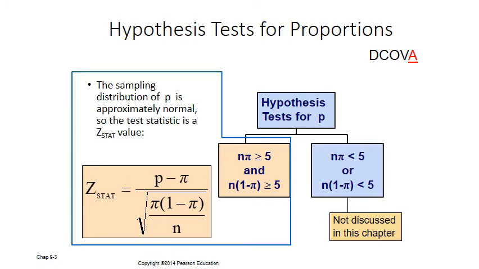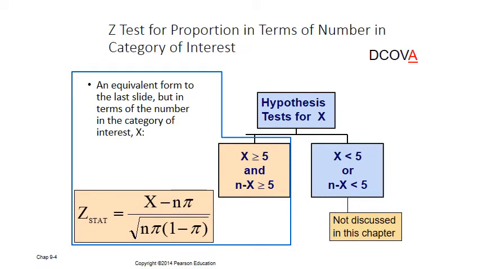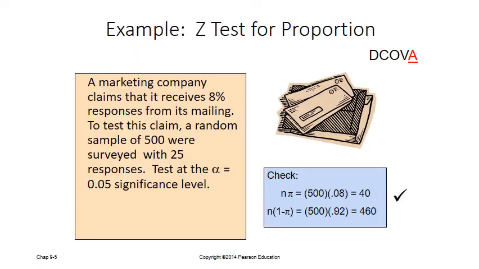And here the z statistic formula takes this form: p is sample proportion, pi is population proportion, divided by sigma p. Sigma p equals square root of pi times 1 minus pi over n. So you can write the statistics formula in this form as well if you want to, otherwise no need.